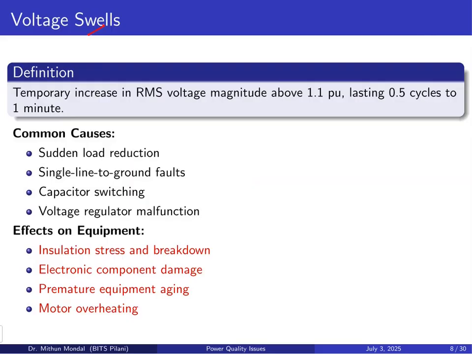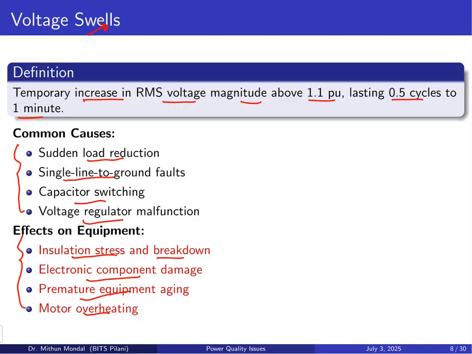When we talk about the voltage swell, it is the reciprocal of sag, and there is an increase in the RMS voltage magnitude above 1.1 per unit, lasting from 0.5 cycle to 1 minute. Here, the common causes are load reduction, single line to ground fault, capacitor switching, and voltage regulator malfunction. And the affected equipments will have insulation stress and breakdown, electronic component damage, premature equipment aging, and motor overheating.